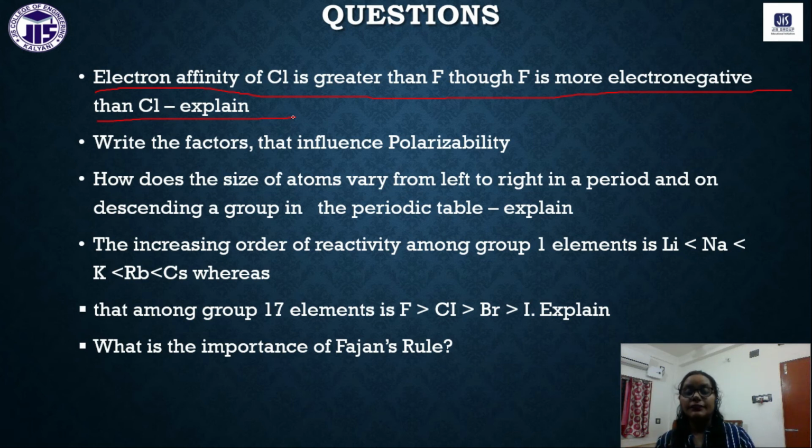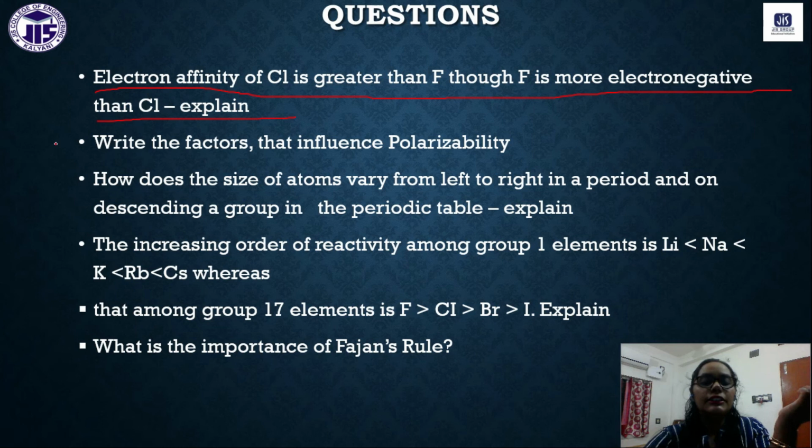Higher the polarizability, higher will be the covalent character of the bond, because the electron density will be distorted, delocalized towards the positive ion. So that means the covalent character of the bond will increase. Okay, so these are some of the factors.